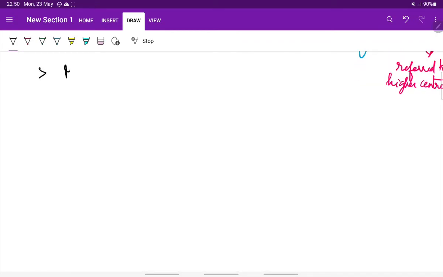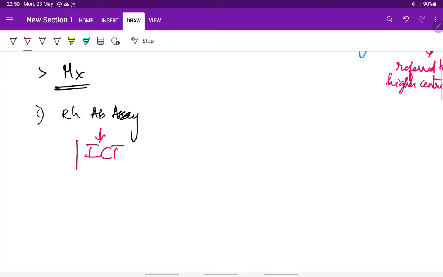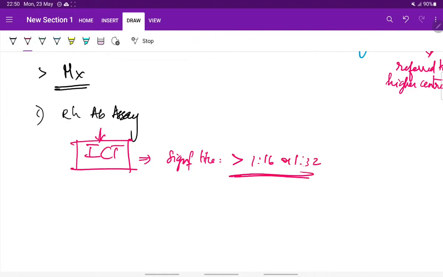Next, coming to the principles of management of Rh immunized pregnancy. First, we perform the Rh antibody assay. This is done by indirect Coombs test, in which the significant titer is more than 1:16 or 1:32. A titer above 1:16 or 1:32 is considered a significant titer, and the indirect Coombs test is positive.